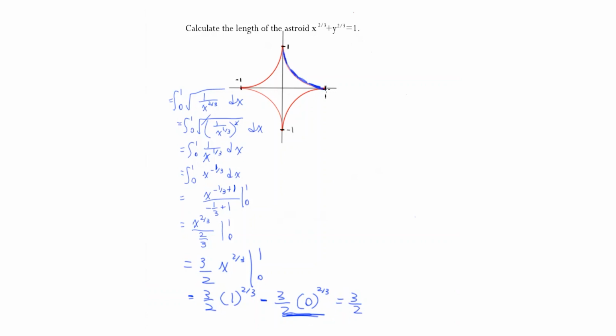But remember, there are 4 sides to the asteroid. We only evaluated for this one side from 0 to 1. So now we have to account for all these other sides. And to do this, we can multiply everything by 4, and we'll have all 4 sides. So 3/2 multiplied by 4 is equal to 12/2, and the 2 will simplify, giving us a value of 6 for the arc length of the asteroid.